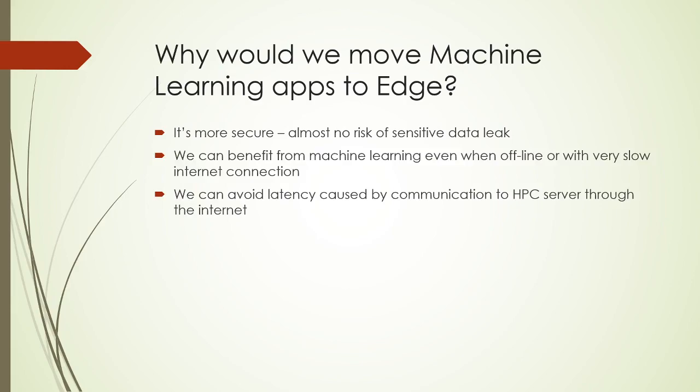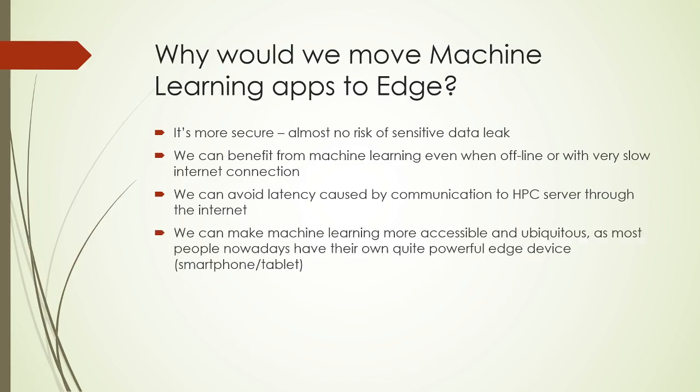Secondly, sending data through the internet causes significant latency, which can be avoided by storing the model locally. Moreover, in case of internet connection unavailability, we can still use our model. Finally, deploying AI models on edge makes AI more ubiquitous and accessible, as most people have a pretty powerful edge device at their disposal, like the previously mentioned mobile phone or tablet.